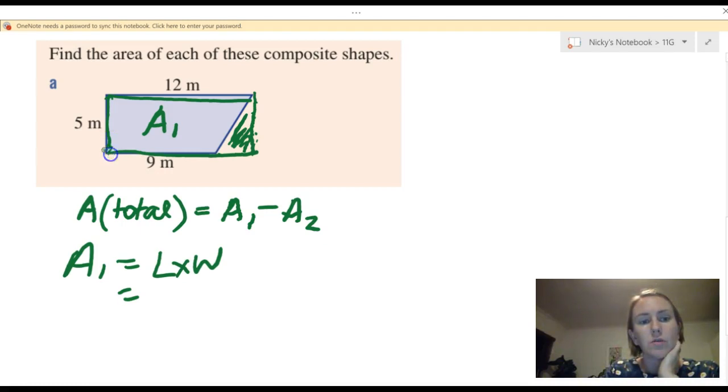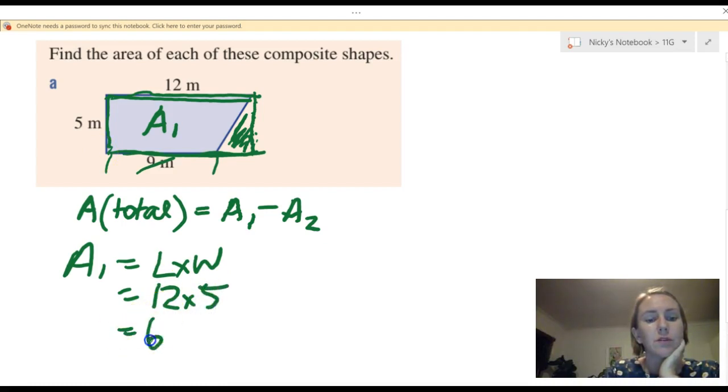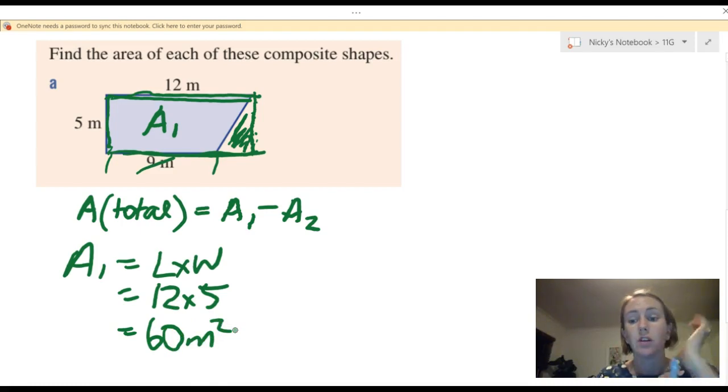So I actually need all the way along. This 9 measurement is only from here to here, so that's actually not useful to me right now. So my length is actually my 12 all the way along, and my width is 5. So 12 times 5 equals 60 meters squared. Okay, I found the area number 1.